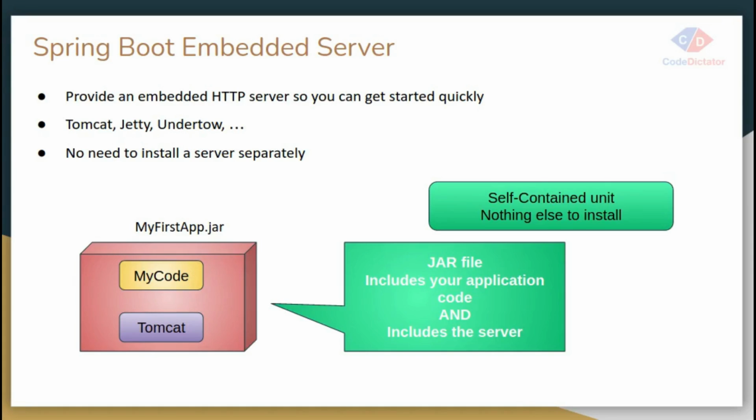So how does your embedded server work? Basically, it provides an embedded HTTP server, so you can get started quickly. It has Tomcat, Jetty or JBoss, different types of built-in servers basically. And whenever we build our application, it creates a jar file, and that jar file contains your code and your server, that is your embedded server. So simply no need to do any explicit setup for your servers. You can simply run the application and it will automatically run on that particular server.